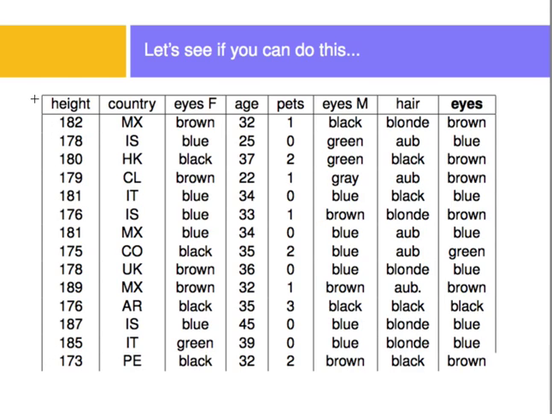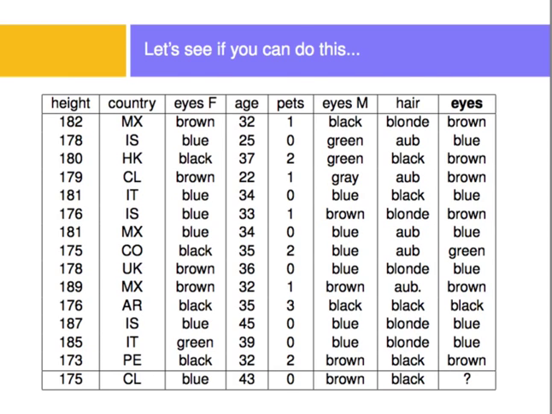The machine learning problem would be to say, well, if I have a new person here, 175 centimeters from Chile, the eyes of the father are blue, age is 43, no pets, the eyes of the mother are brown, the hair is black, what is the color of this person's eyes? Okay, that would be a machine learning problem. And I can infer patterns here, and some patterns matter more than others.